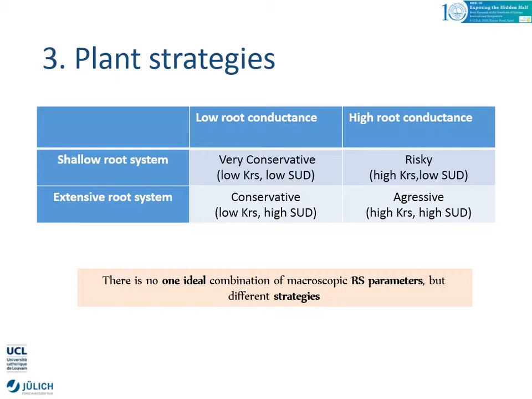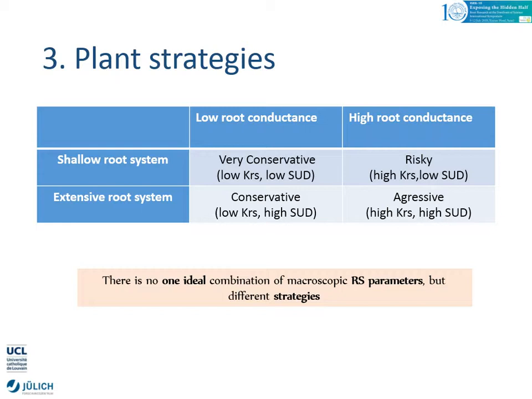Remember, we have two parameters: the root system conductance, and also the average depth of the root system. Here I made this table with two entries: shallow root system, extensive root system, low root conductance, high root conductance. This is only the two parameters. You can think about these combinations, like, for instance, a low root conductance and a shallow root system. This will be a very conservative system, not transpiring a lot, with small root systems, closing the stomata probably very early. So this is very conservative.